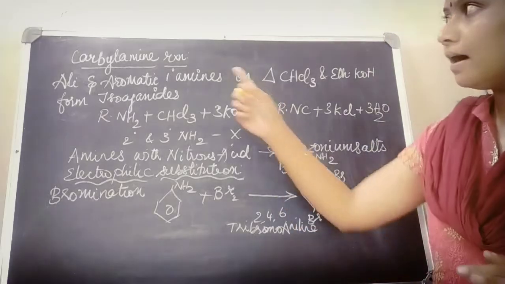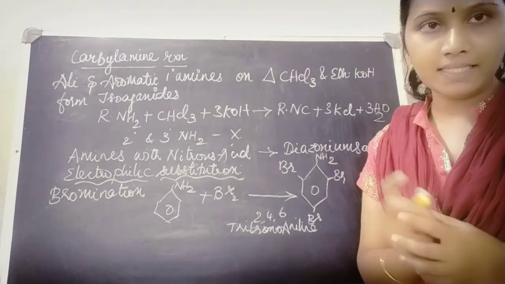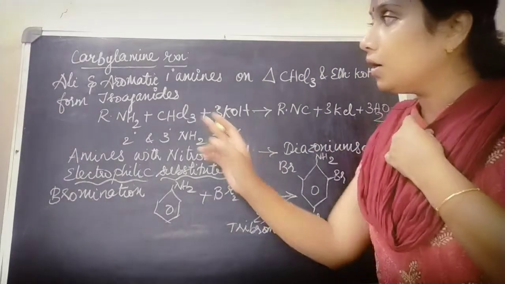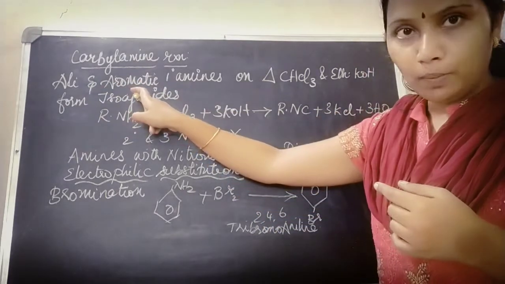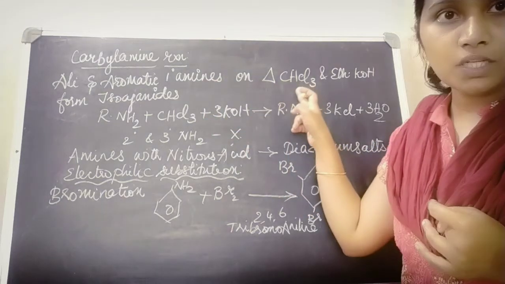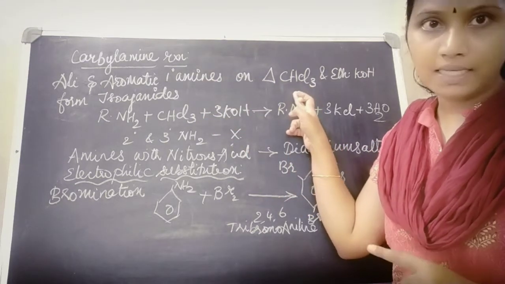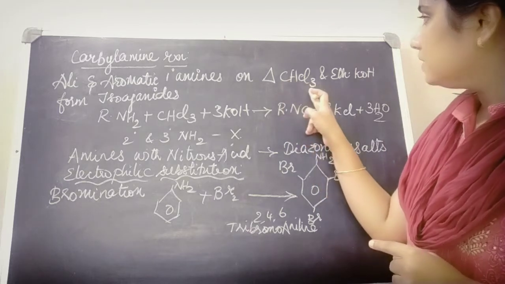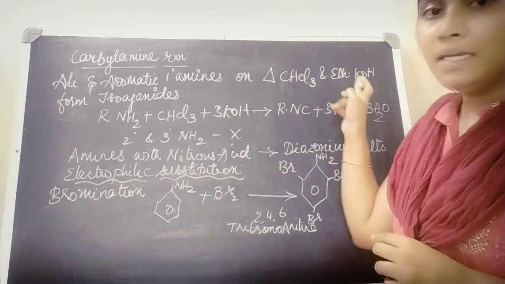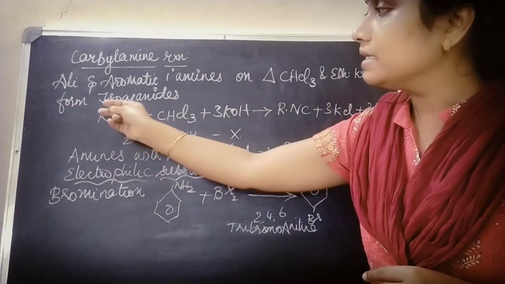Next is the carbylamine reaction. Aliphatic or aromatic primary amines, when you heat them with chloroform, CHCl3, and ethanolic potassium hydroxide, will give isocyanates.